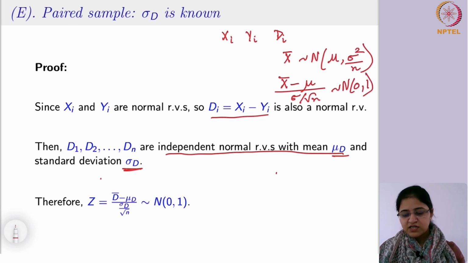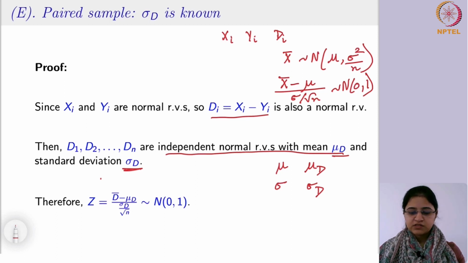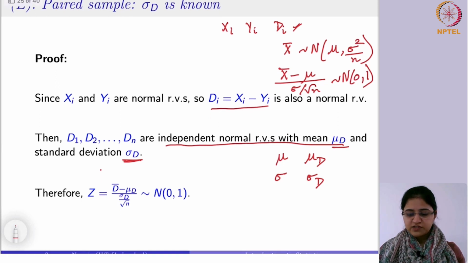Now what is happening is that instead of mu, you have mu d over here. Instead of sigma, you have sigma suffix d. We are using this d notation to denote that we are talking about the differences, these di's. And instead of x bar, you have d bar over here. So now, it is the same logic.